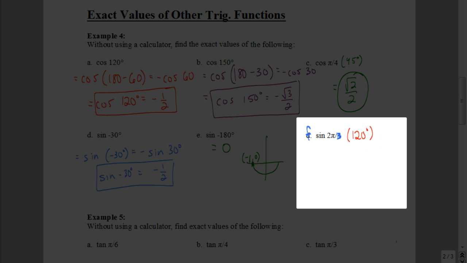Again, we could use the supplements theorem. So we're going to look at this as the cosine of 180 minus 60 would give us 120 degrees. So that's going to be the opposite. Oops, I'm sorry. This is the sine. So it's going to be the sine of 180 minus 60. So for that, it's going to stay the same. It's going to be the sine of 60 degrees. And the sine of 60 degrees was square root of 3 over 2. So your answer here would just be square root of 3 over 2.